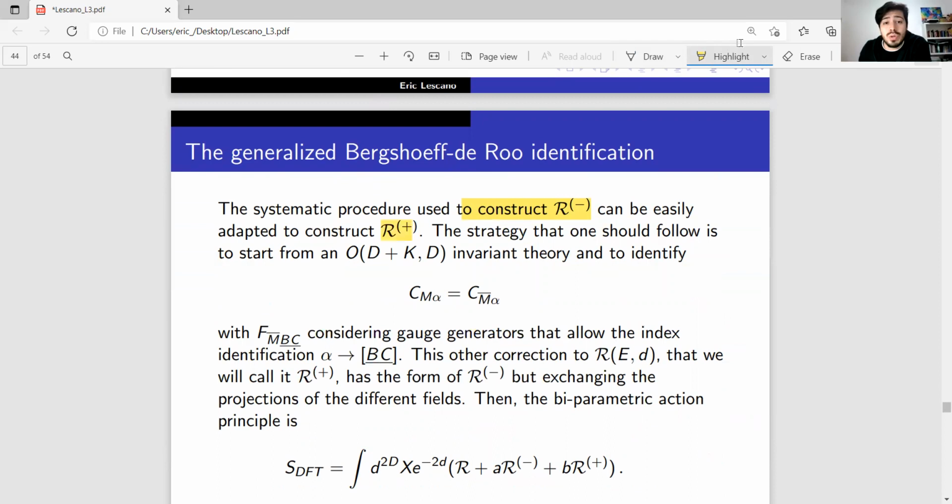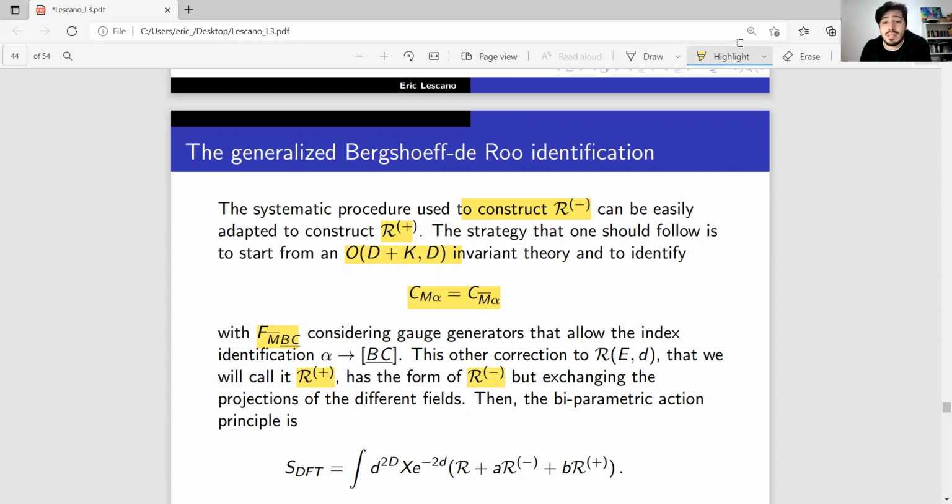And the idea is to start by considering this other group, the OD plus KD invariant theory. And then we have this gauge fixing over here with different projections. And finally, considering an identification from this new C field with these other projections of the fluxes, we can construct R plus in a very similar form to the R minus.